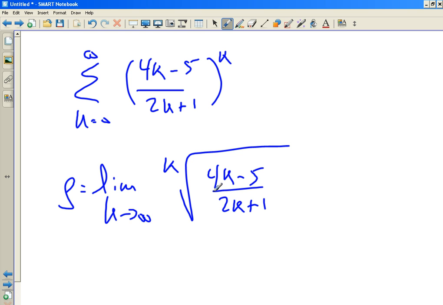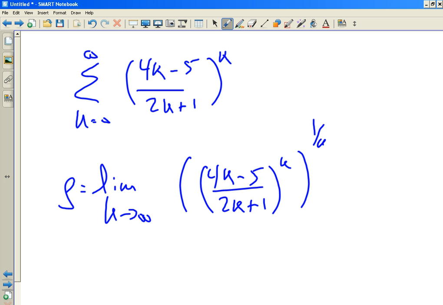What's convenient about this? The exponents cancel. Isn't the kth root really raising to the power of 1 over k? Is that what we're really doing? And how do you take the power that's 1 base and 2 exponents? What do you do with the exponents? They multiply and they cancel out to 1, right? So really, this is what I'm taking the limit of.